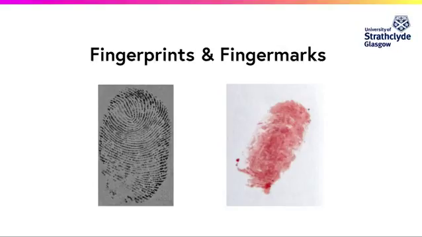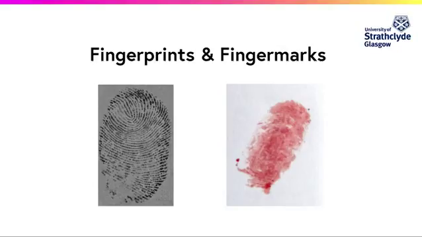There is a difference between the two terms. A fingerprint is used to describe a fingerprint in which the source of it is known. For example, if you were arrested by the police, they would take your fingerprints. Finger marks are used to describe the ridge pattern found on surfaces where the source is unknown. For example, finger marks left at crime scenes where the source is unknown.